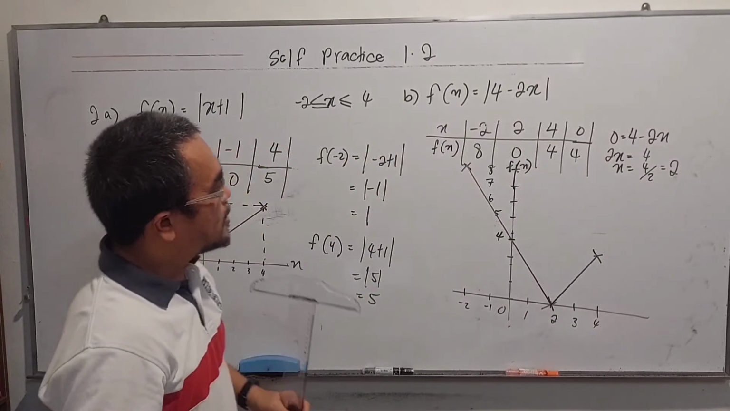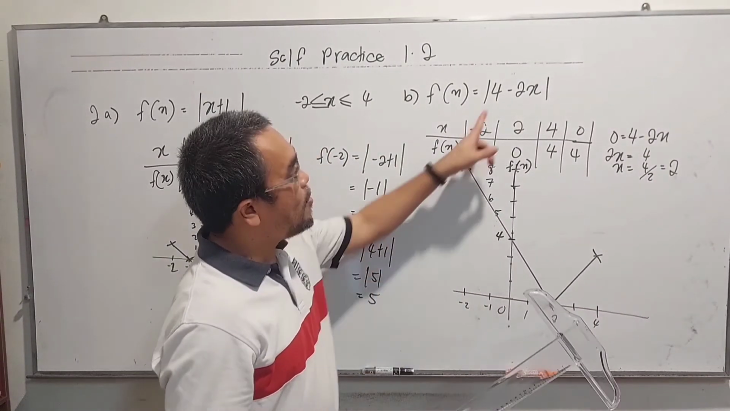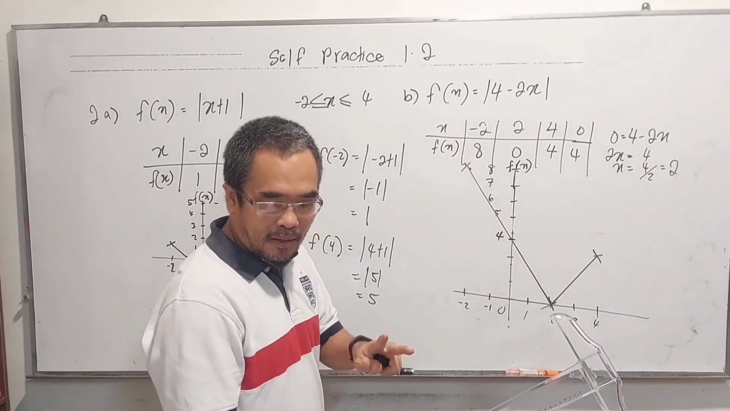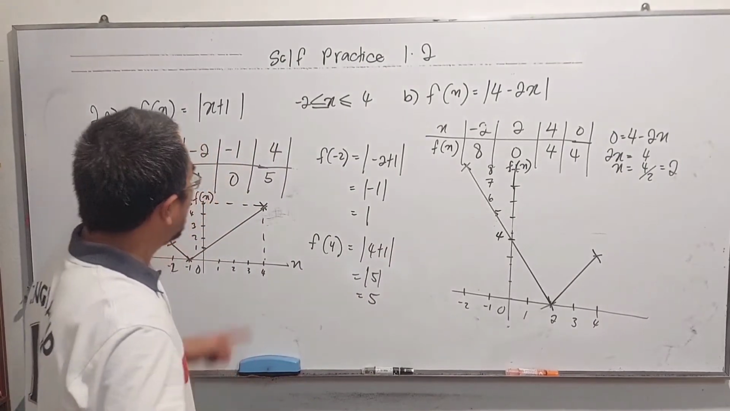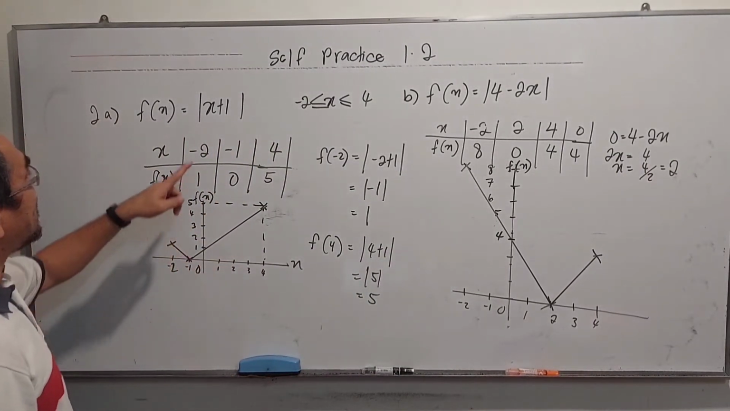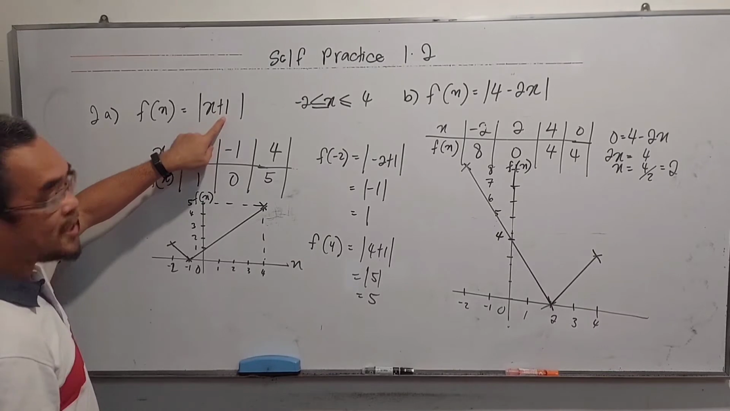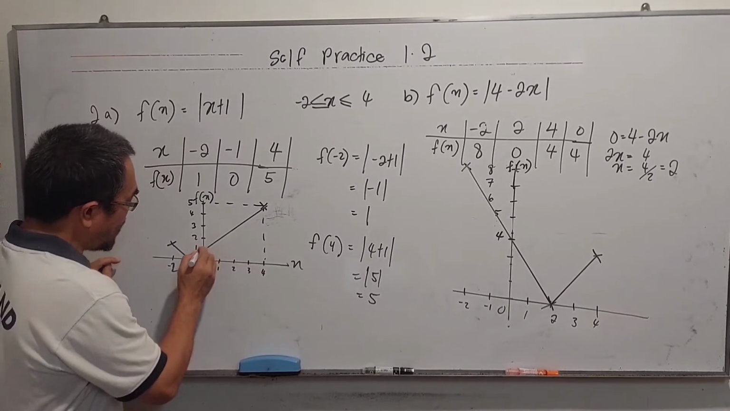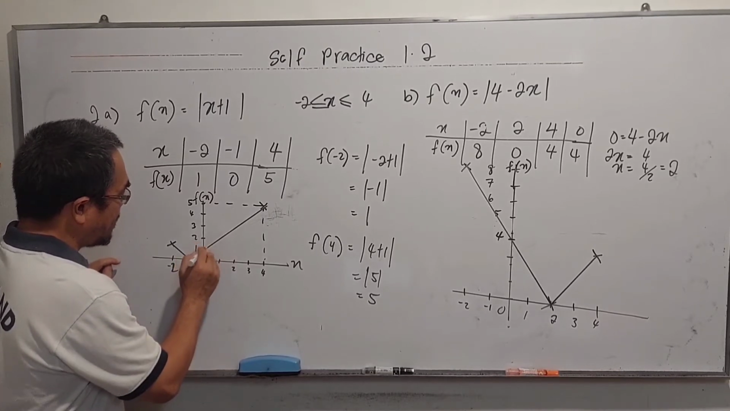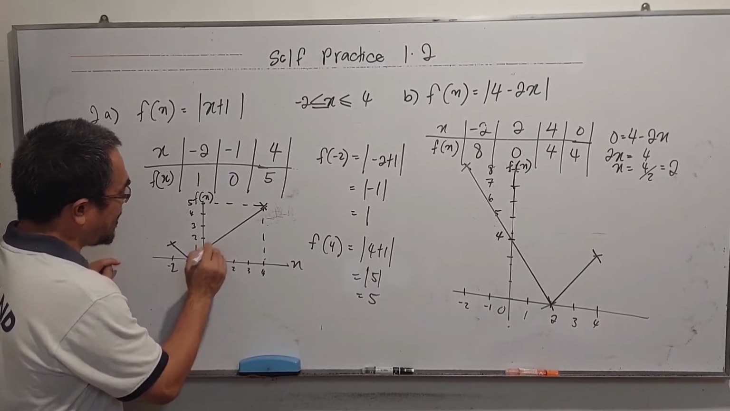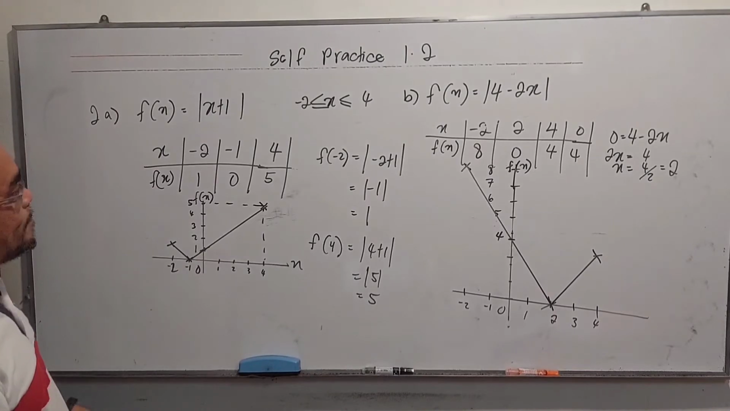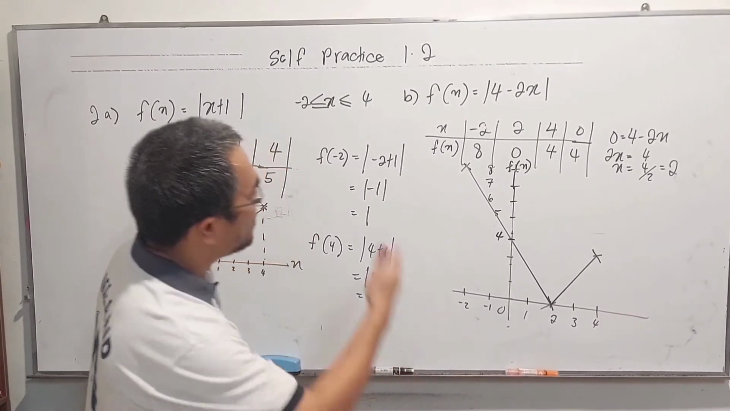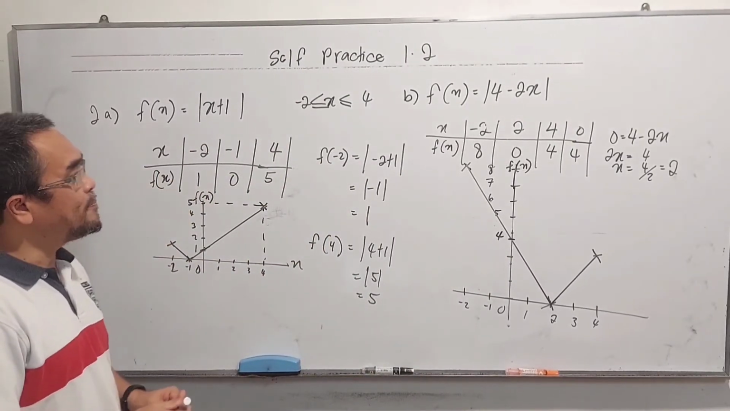Okay, so the graph of a modulus will always be V-shaped. Okay, not U-shaped or other. So in this case, how about this one? It touches the y-axis at 1. So here is 1, where it touches the y-axis. Okay, any problem so far for A and B?